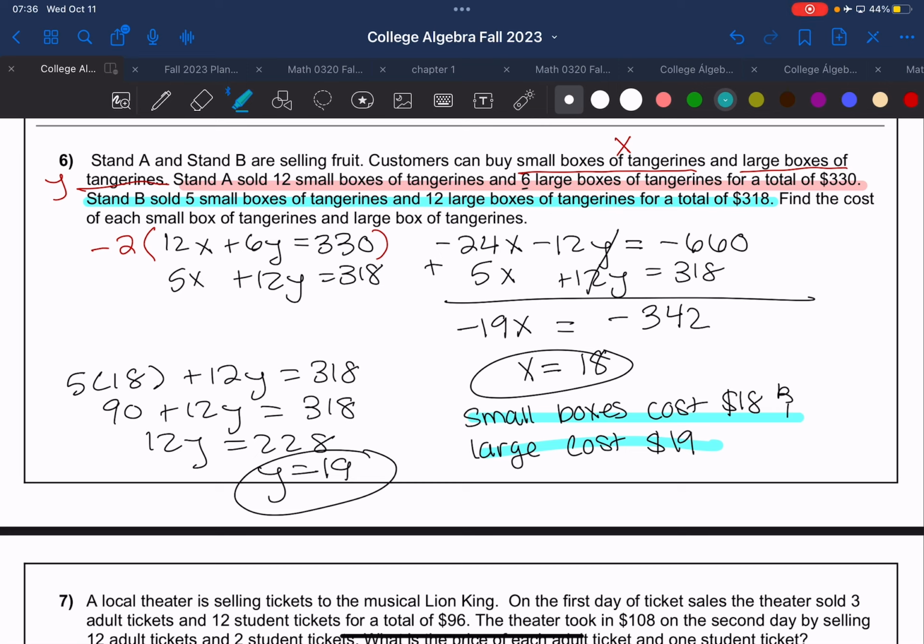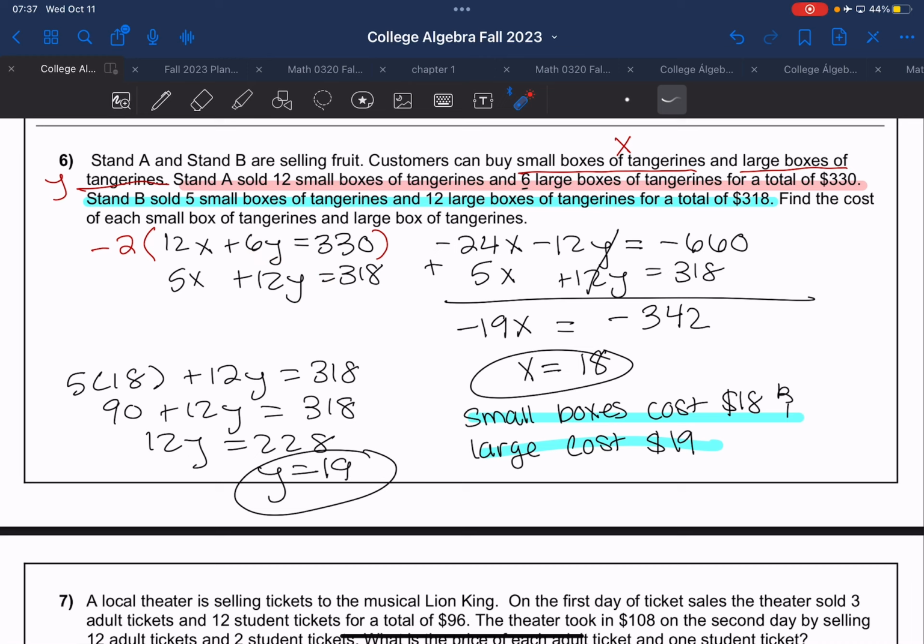Where did the -2 come from again? So this negative 2, we chose this because we want to make these two cancel out. Oh, okay. So 6 times negative 2 gives us a negative 12. If we add to a positive 12, gives us 0.